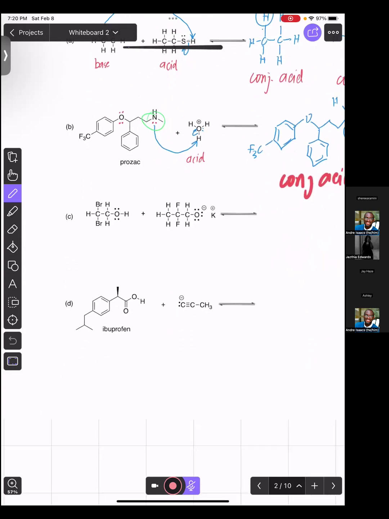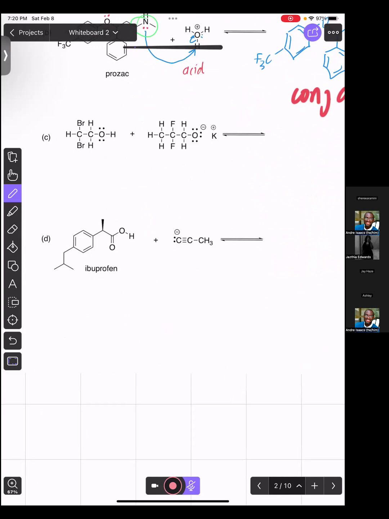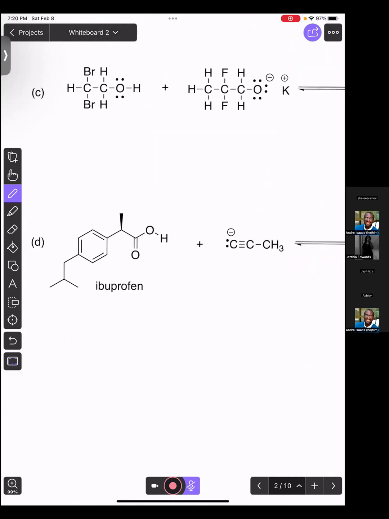Okay, so these other two problems are on the drive with the folder. Why don't we do one more in the interest of time? I'm going to skip to D. This is another favorite molecule of mine, ibuprofen. If you take Advil, you are taking ibuprofen. This is the structure of ibuprofen.